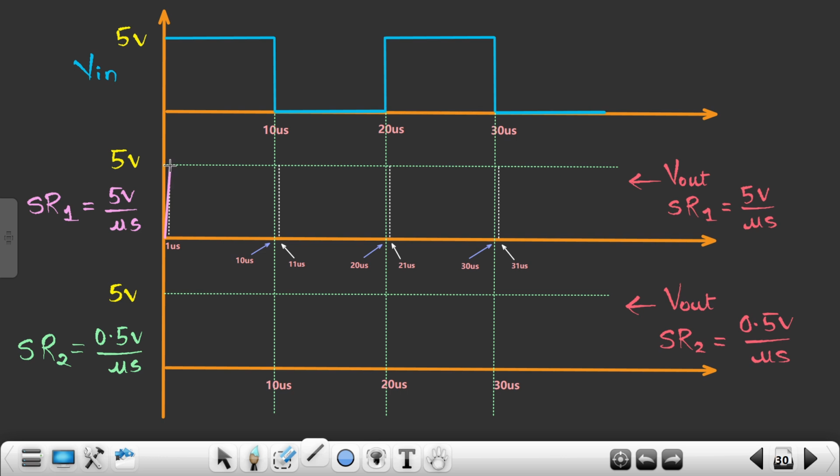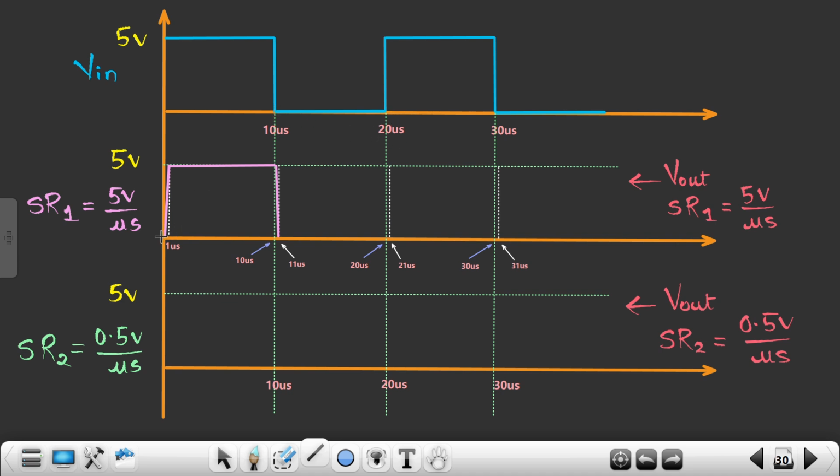You will get a certain slope over here, something like this, okay. Then over here you will get a constant voltage of 5 volts till this point, and after this point you will get this kind of signal, okay. So you see this is my input signal. It starts from 5 volts at 0 microsecond, and until 10 microsecond it is 5 volts, and after 10 microsecond it is 0 volts till 20 microsecond.